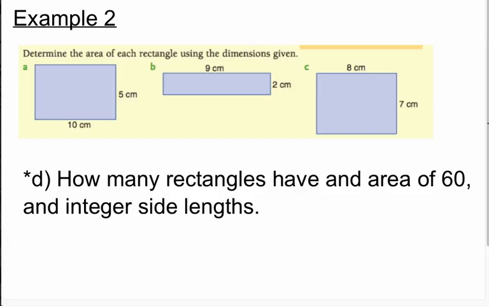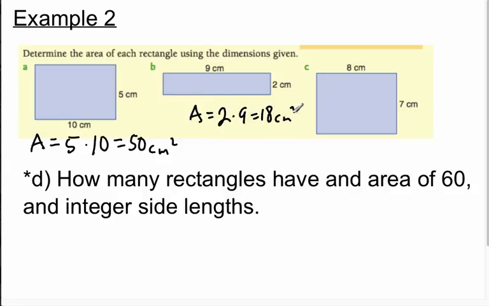Let's take a look at some more examples. Alright, in the first one, this is a 10 by 5 rectangle, so we can get the area by doing 5 times 10, which equals 50 square centimeters. And in the next one, we just simply multiply length times width, 2 times 9, which equals 18 square centimeters. And then the last one, the same thing. We can do 8 times 7, which equals 56 square centimeters.